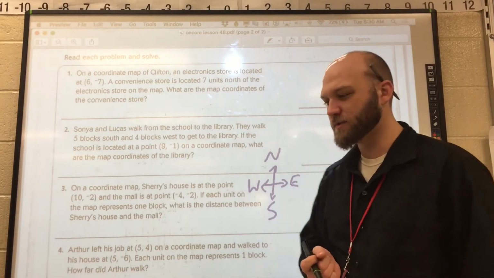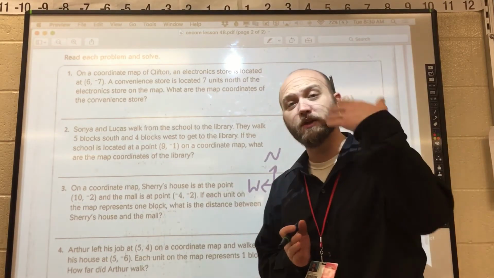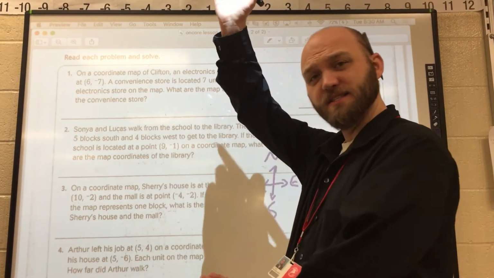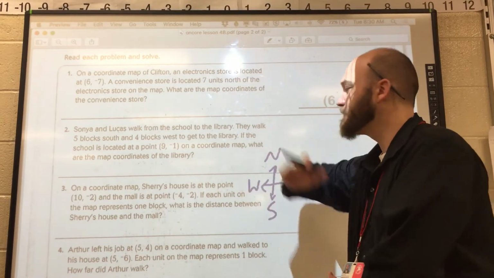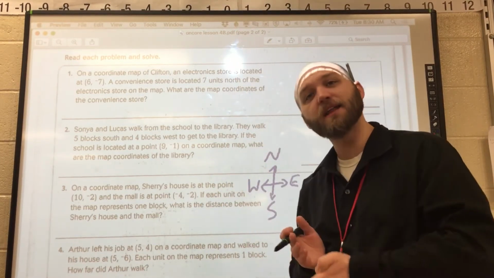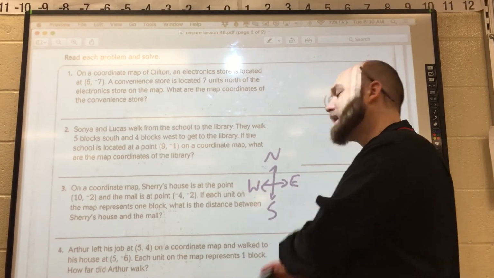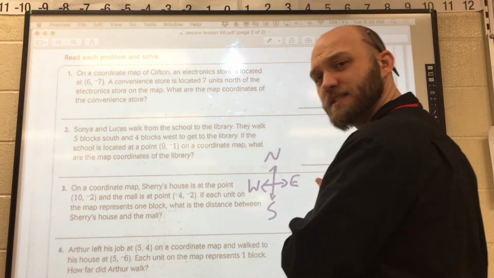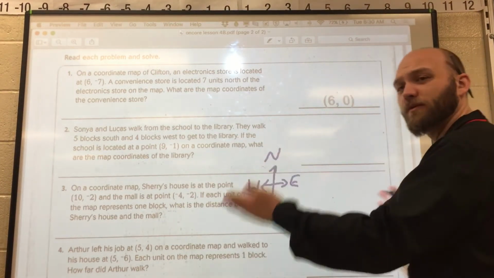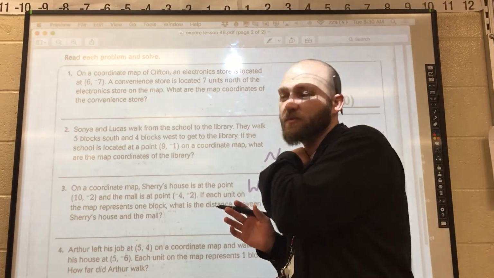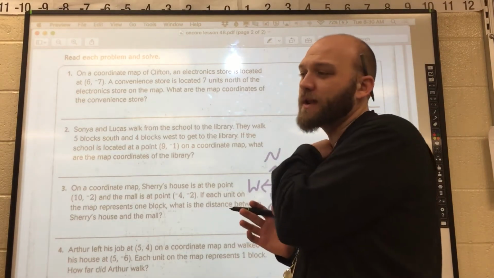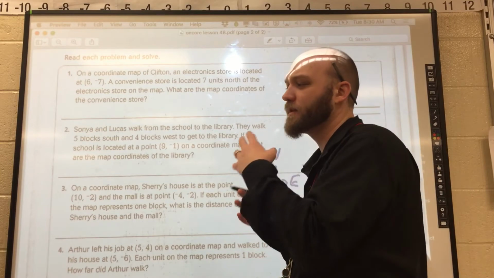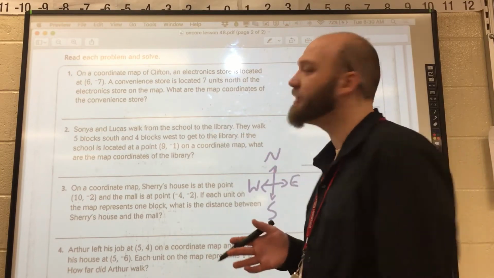So our goal is going to be to understand that anytime we're talking about going north, we're moving positively on the y-axis. Anytime that we're going south, that's negative on the y-axis because we're going down. Anytime we're moving east is positive on the x-axis, and anytime we're moving west is negative on the x-axis. So we're looking for a reference point. We don't have a coordinate grid in front of us, but that doesn't mean we can't solve these.